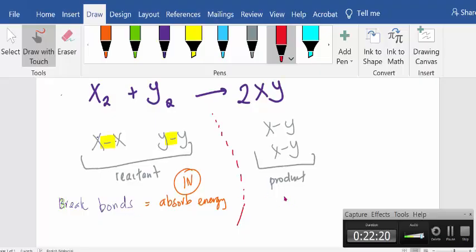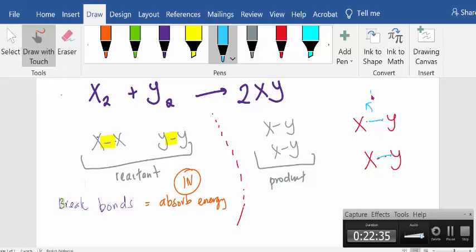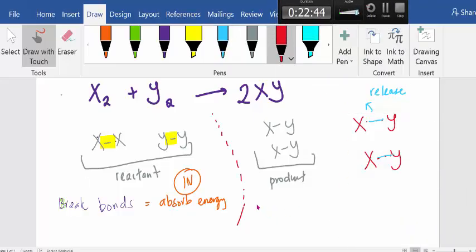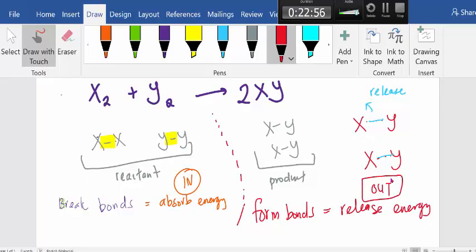After I break bonds, I have free X and Y. Now they are free. And then they will form bonds. When they form bonds, they will release energy. So to form bonds, you release energy. It's also known as energy out. I simplify for you: in any reaction in the world, it's always energy in first and then energy out.